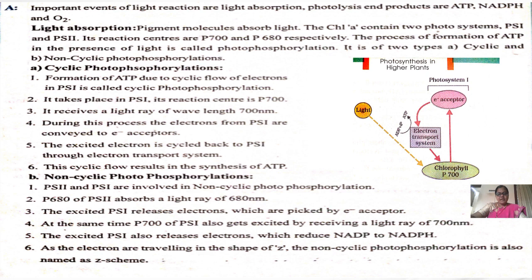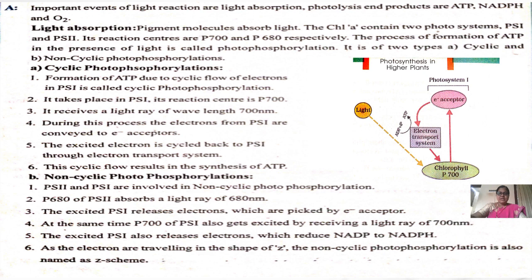the electron acceptor. And at the same time, P700 of photosystem 1 also gets excited by receiving a light ray of 700 nanometers. And this photosystem 1 releases electrons which reduce NADP to NADPH. So these electrons are traveling in the shape of a jet in the non-cyclic photophosphorylation, so it is named the Z scheme.